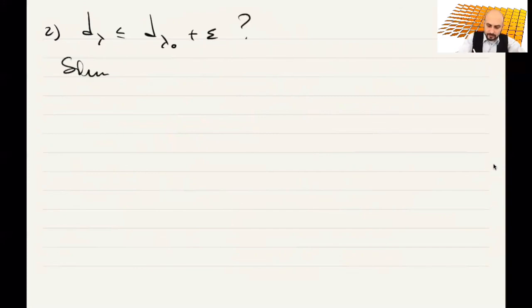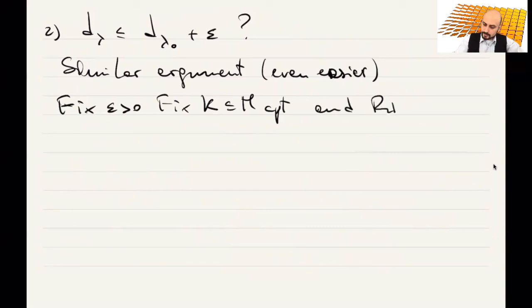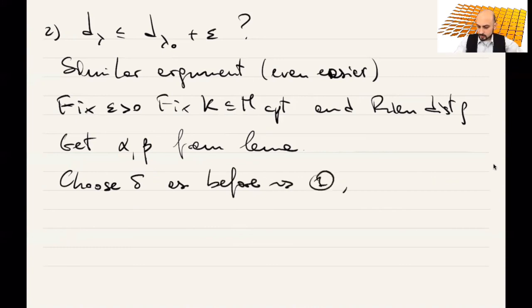How do you do this? This is a similar argument, maybe even easier. So again, as before, we fix epsilon, we fix a compact set k, and the Riemannian distance rho. We get alpha and beta from the lemma. Then we choose delta as before, and we get the two conditions plus the Gromwall estimate. So norms are close to each other, and vector fields are close.